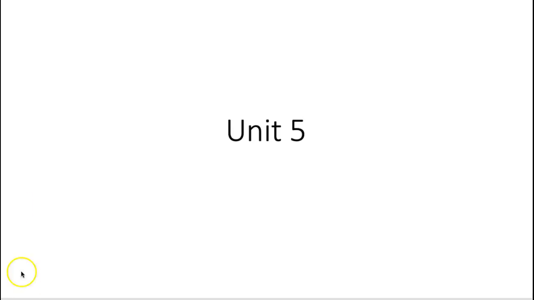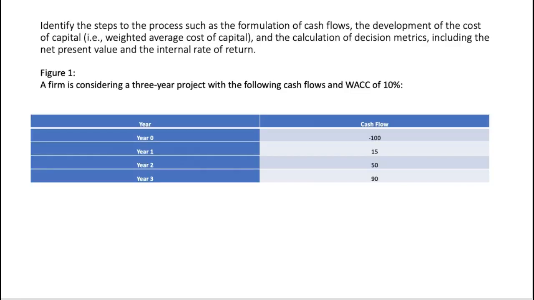Hey class, let's go over our Unit 5, our Learning Assignment Unit Module 5, and let's go to the questions that we are having in here. The first thing that we're going to look at is we're going to identify the steps to the process, such as a formulation of cash flows, development of cost of capital, which is the weighted average cost of capital, and the calculation of decision matrices, including net present value and the internal rate of return.